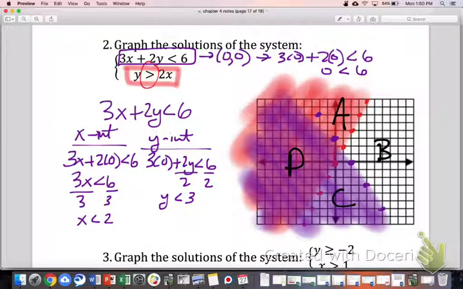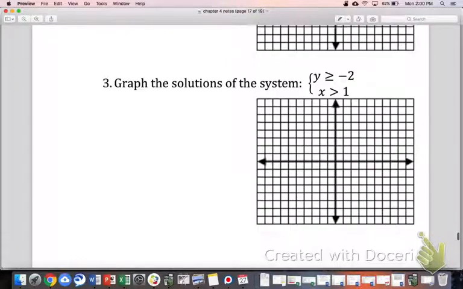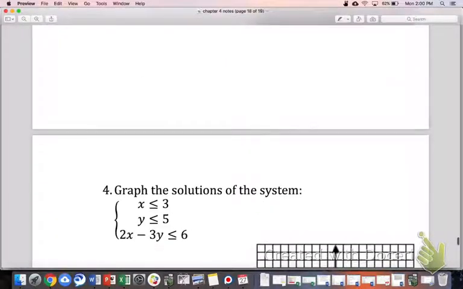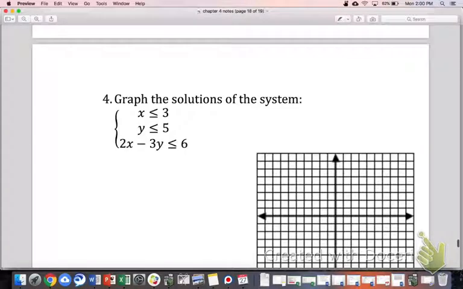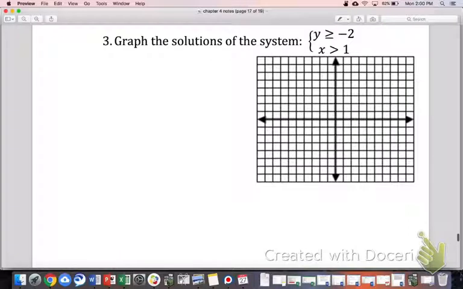Let me see what I want to do here. We got about 5 or 6 minutes to go. I like this one. Let's take a look at example number 3. Why don't you guys try this one on your own? This is some different looking lines, but they're simple enough. I think 5 minutes is enough time to have a shot to do this. We'll give it a try here.